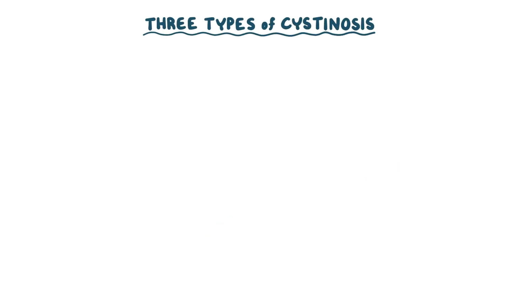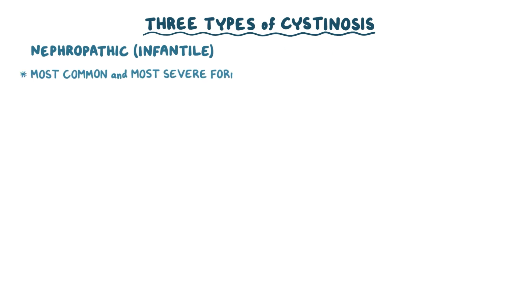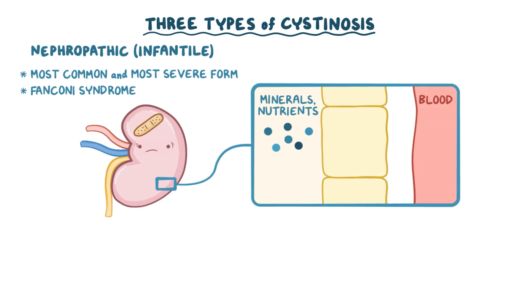Now, depending on the cTNS gene mutation, 3 types of cystinosis can develop that differ in the age of onset and severity of symptoms. They are nephropathic or infantile, late onset, and ocular. Nephropathic or infantile cystinosis is the most common and most severe form of cystinosis. In this disease, the kidneys are affected, and the infants develop Fanconi syndrome, a condition where minerals and nutrients are not absorbed, but instead are excreted in the urine.